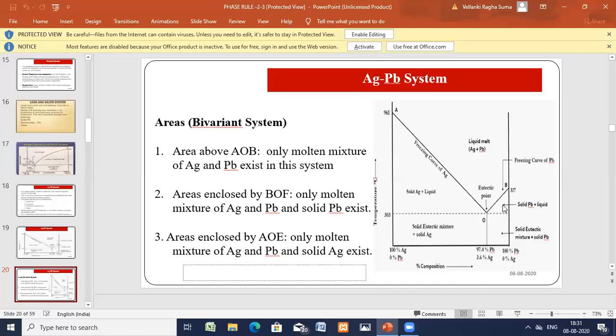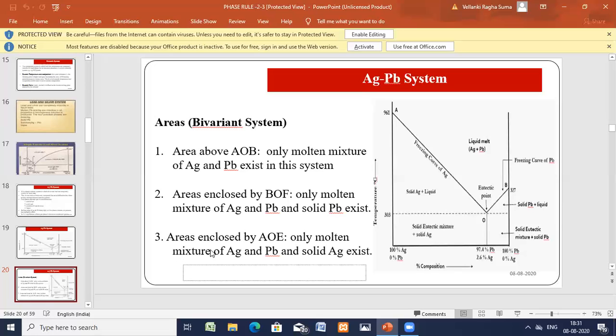F is equal to C minus P plus 1. C is the components, lead plus Ag, so 2. P is the number of phases, the solid phase and the liquid phase, so 2. So 2 minus 2 plus 1, and F is equal to 1, univariant.